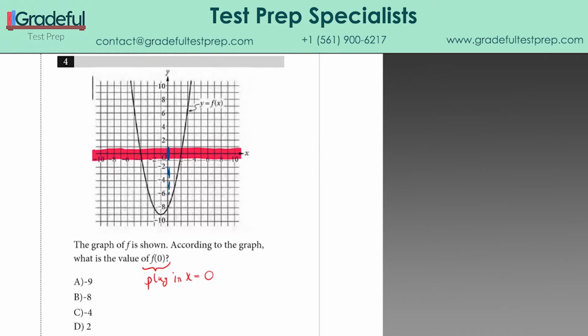So let's follow that y-axis down to where the curve is, and we see that when x is 0, the curve seems to be hitting the axis at negative 8. So what is f of 0? In other words, what is the height of the function when x is 0? And that is negative 8, and the answer for number 4 is B.